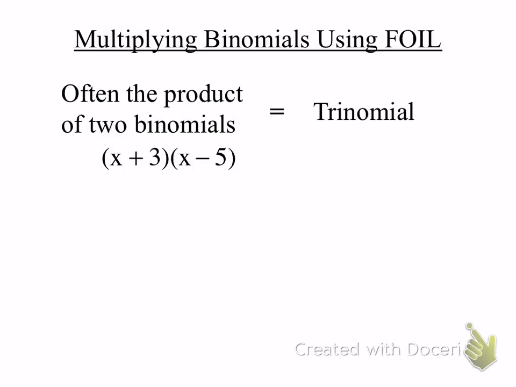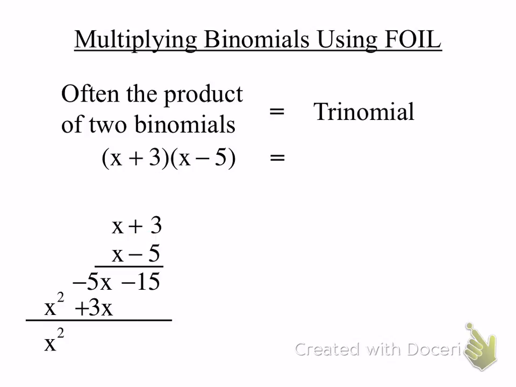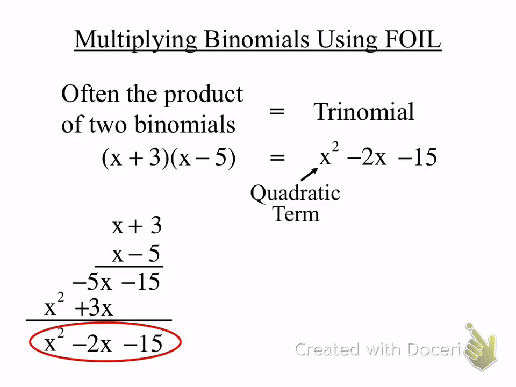Now, if I were to multiply this out, they're doing it vertical method. I can tell you it's going to be x squared minus 2x plus minus 15. You will get this. That first piece of the trinomial has a special name. Anything that's squared, what do we call that term? Quadratic. It's a quadratic term. So when you see x squared, it's a quadratic term.